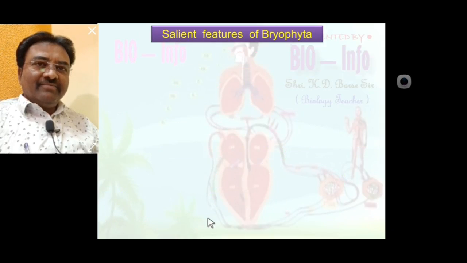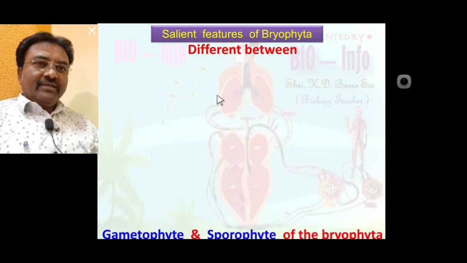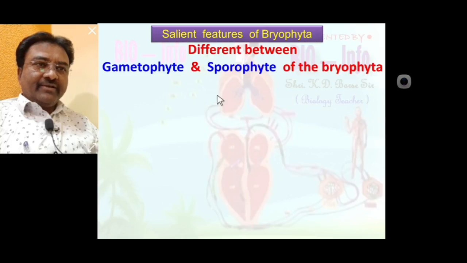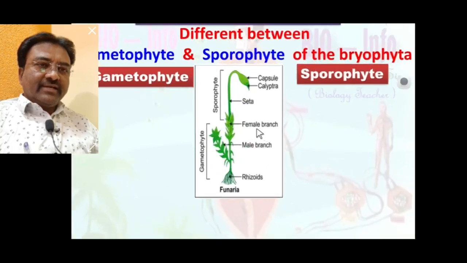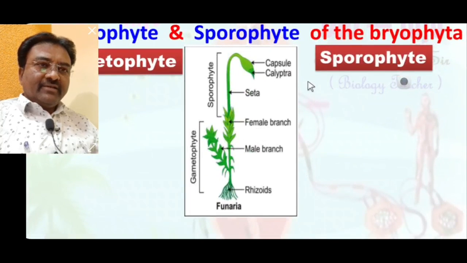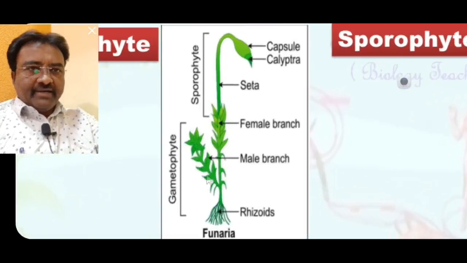You know, bryophyte generation shows two stages, gametophytic generation and sporophytic generation. So we learn the difference between gametophyte and sporophyte of the Bryophyta. Note here gametophyte and here sporophyte. This is the diagrammatic representation. Bryophyta plant Funaria shows sporophytic part and gametophytic part.